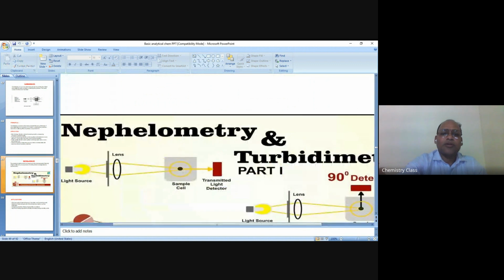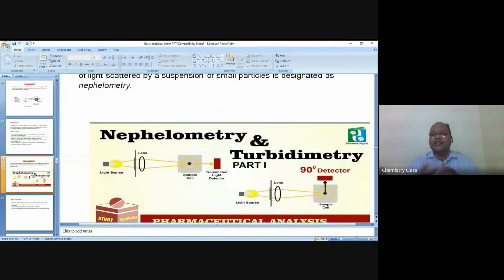If you check it out, in nephelometry comparison with turbidimetry. In nephelometry, the light source passes through the lens, a particular wavelength is formed, it passes through the sample cell, and a transmitted light detector. Now in the case of turbidimetry, the light source passes through the lens, then the sample cell, and there is a 90-degree detector.